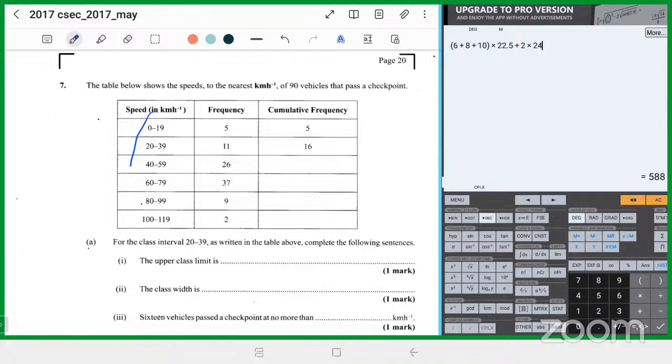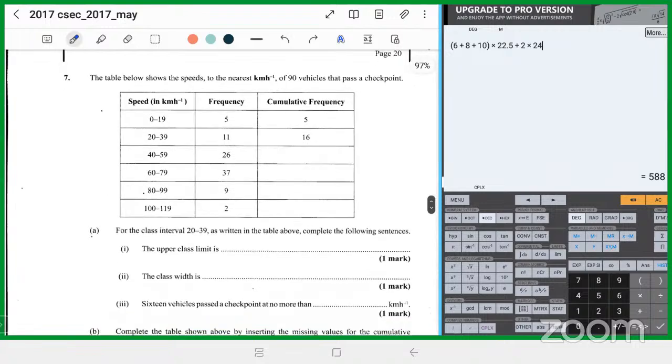All right. And the data is grouped. So everything we're doing now is estimation. Once the data is grouped, we're doing estimation statistics. They have started the cumulative frequency column for us, so let's just finish it. I'm sure they're going to ask us to finish it, but they ask us some questions first. So for the class interval 20 to 39, that's this one, for that class interval right there.